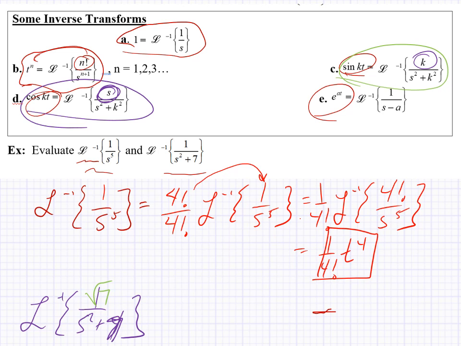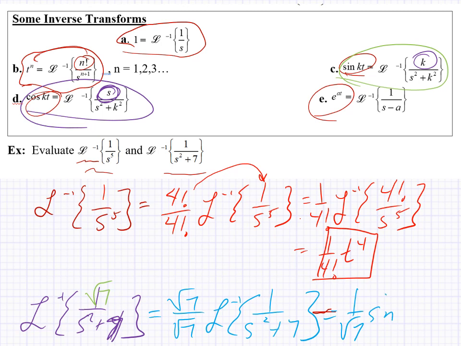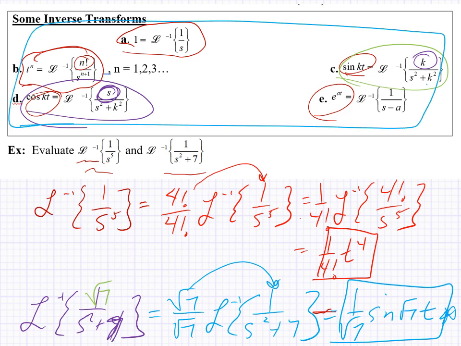Well, same thing we did in the last one. If I multiply by square root of 7 over square root of 7, I get my inverse Laplace of 1 over s squared plus 7. So my answer is going to end up being 1 over square root of 7 sine of square root of 7t. We have everything we need for sine kt, k being square root of 7. There's my answer. So if you have your Laplace transforms memorized, you should be able to easily do the inverse Laplace transforms. It's not going to be that simple all the time, but we're going to base everything off of those.